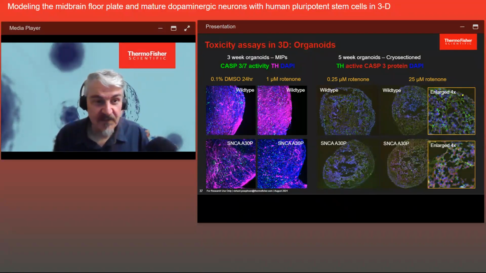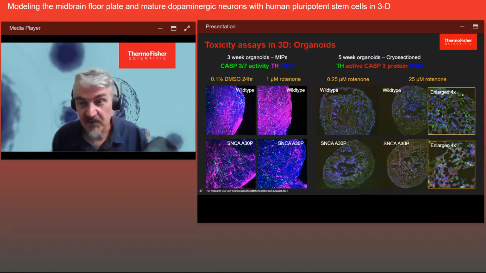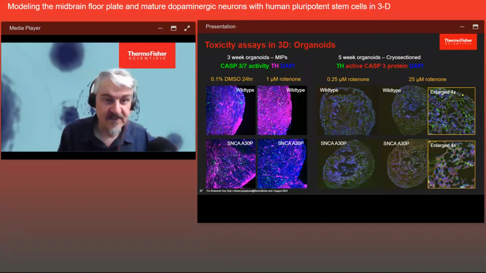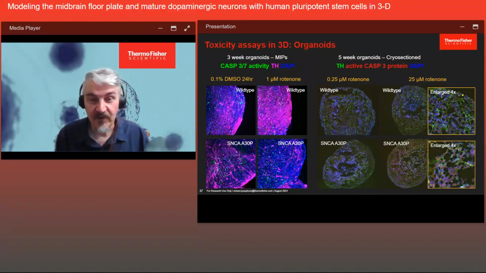There's several ways that we could improve these assays. One is we want to increase the signal by having larger numbers of dopaminergic neurons per organoid, while also decreasing the noise by identifying the correct assay to run, the correct readout, whether that's antibody or caspase-based probe, and by reducing the stress that these organoids are under in culture.